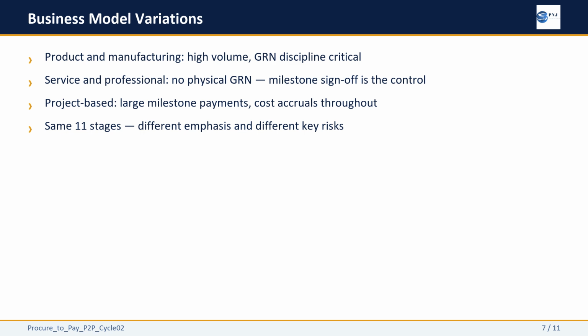In a service or professional business, there is no physical delivery. Milestone sign-offs or service confirmations replace the GRN. The risk is different: services billed but not confirmed as complete, or software subscriptions renewed without review.